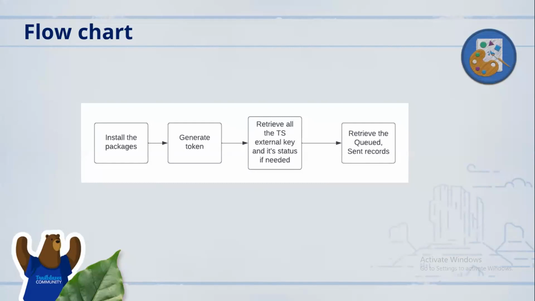Once we generate the token, based on our call, whether we are going to retrieve the trigger send or get the status of the trigger send, using whichever API call we are making, we utilize that token to retrieve the rest of the total sent or total records in the queue.